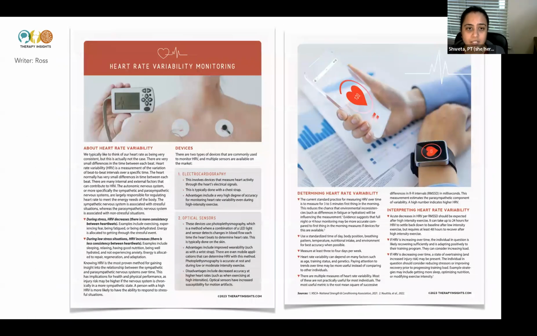Awesome. We'll move on to our next resource. This is a nice little 2-page handout about heart rate variability monitoring. So I will let Ross talk about it. Ross, can you tell us a little bit about this?